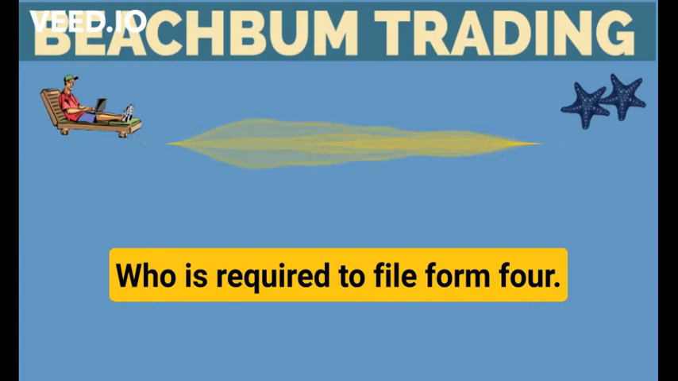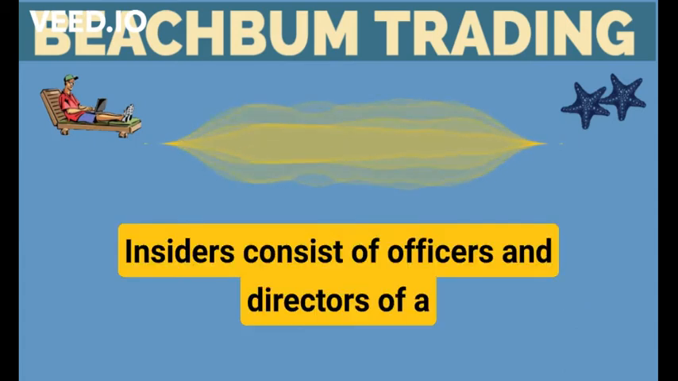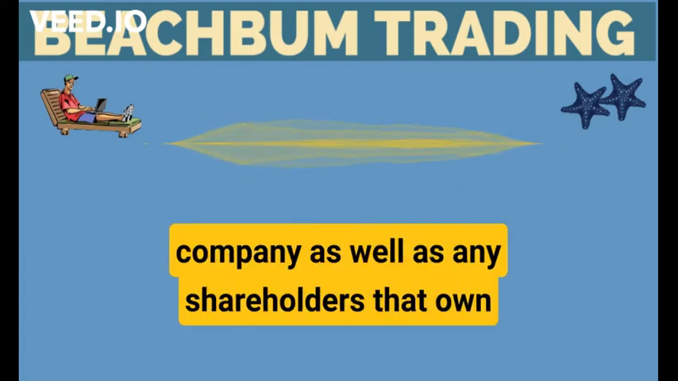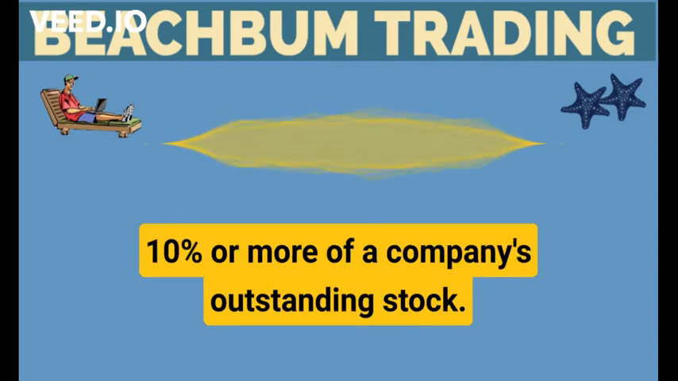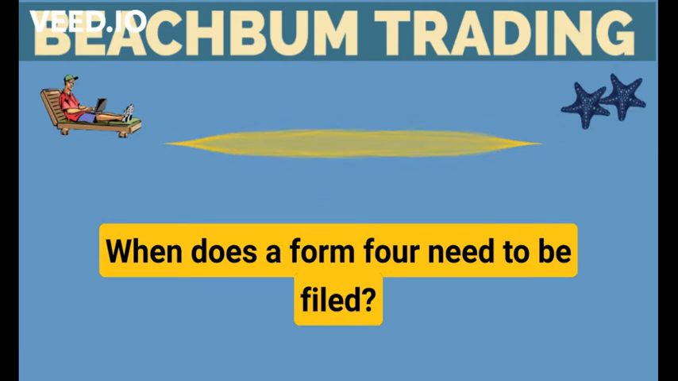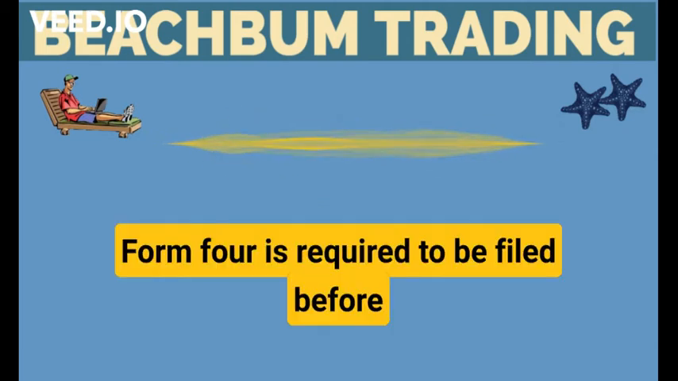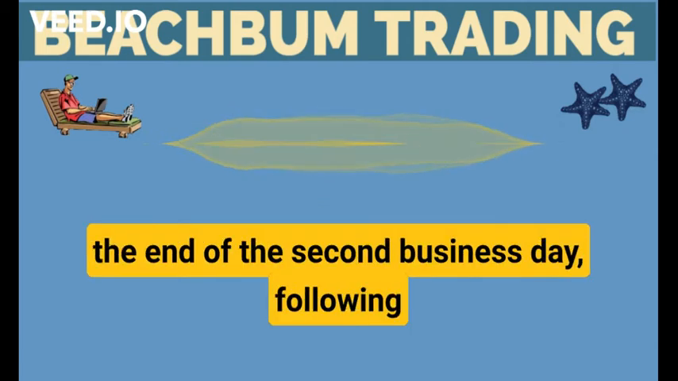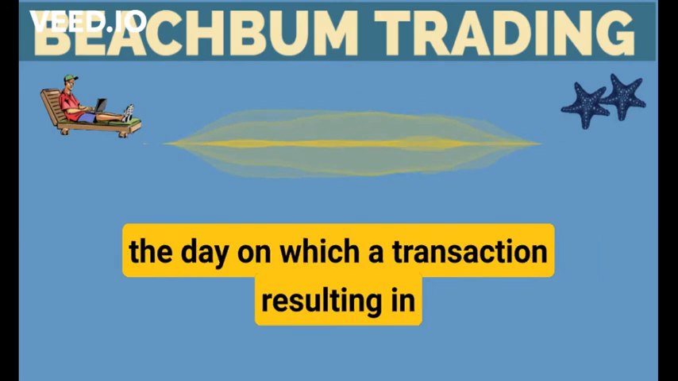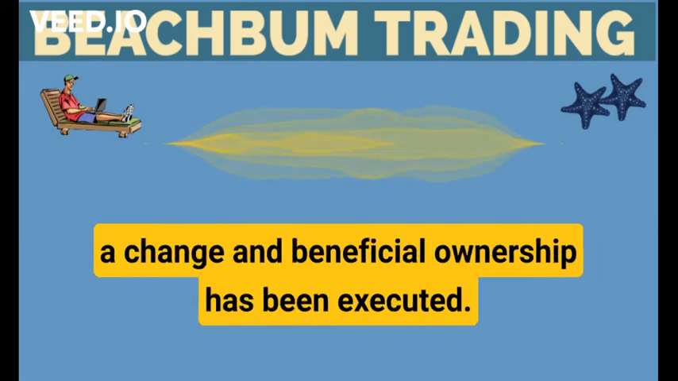Who is required to file Form 4? Insiders consist of officers and directors of a company, as well as any shareholders that own 10% or more of a company's outstanding stock. When does a Form 4 need to be filed? Form 4 is required to be filed before the end of the second business day following the day on which a transaction resulting in a change in beneficial ownership has been executed.